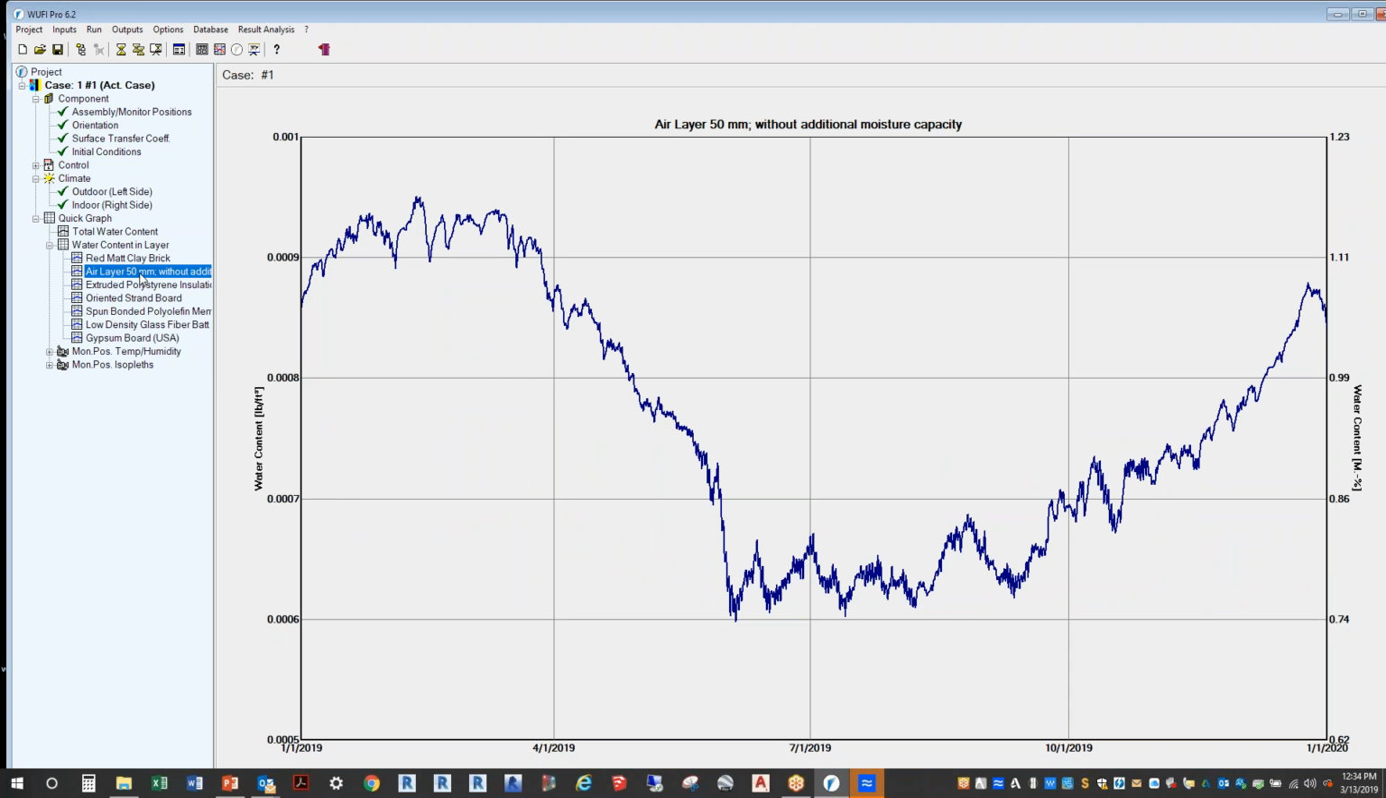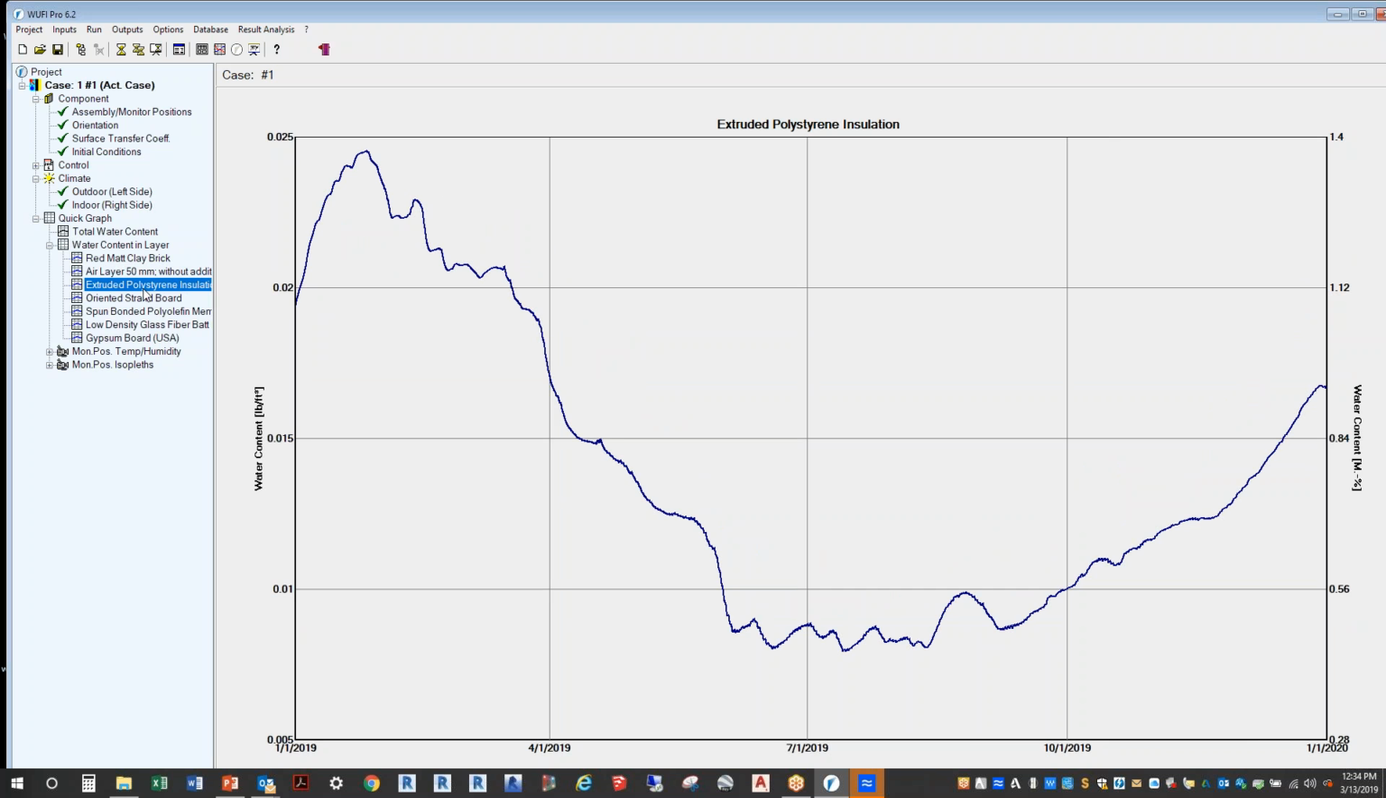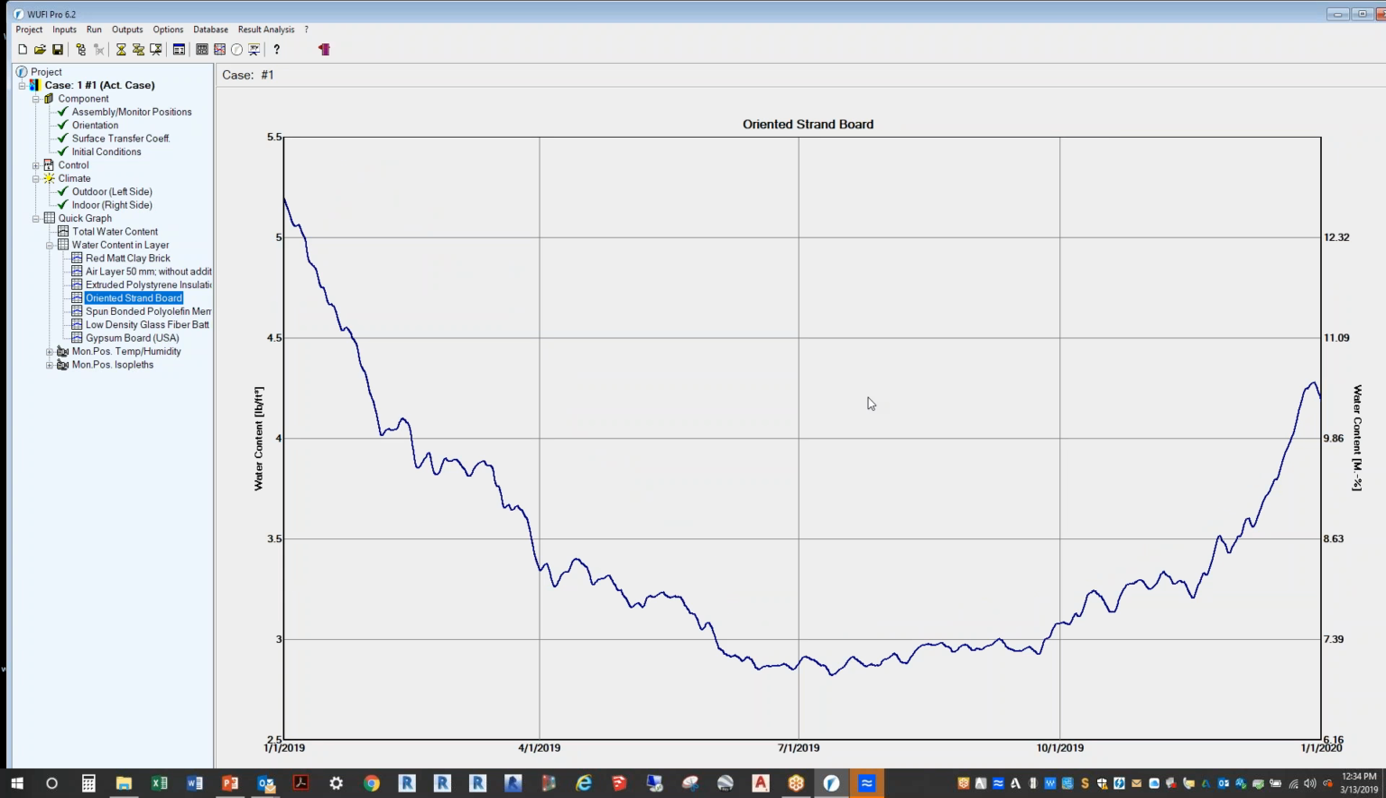Let's go look at the air layer. So our air started out, went a little higher, came way down in the summer, started going back up in the winter, which is what you'd expect. Extruded polystyrene, again, it's below 1.4% on the upper right, so not really worried about that. OSB, this is one you would want to keep an eye on.